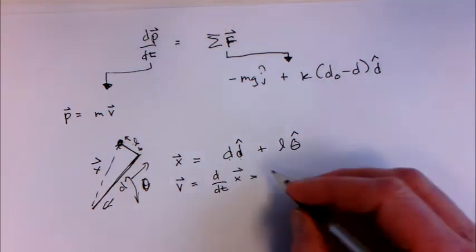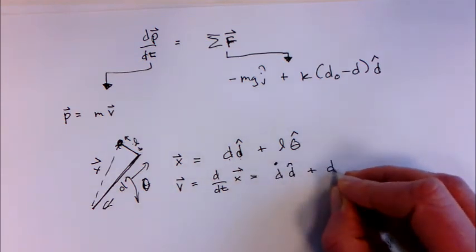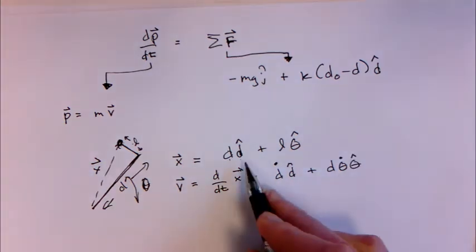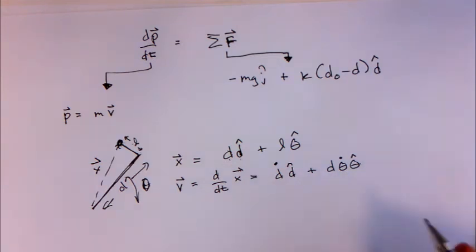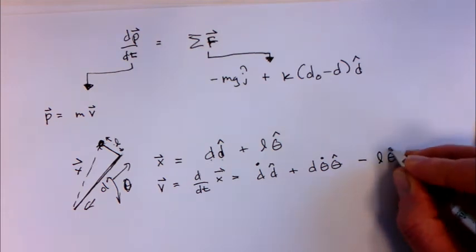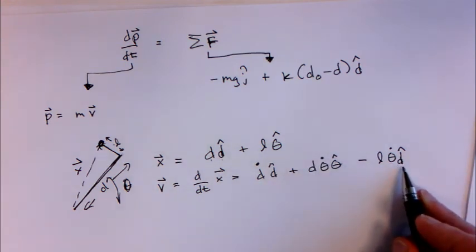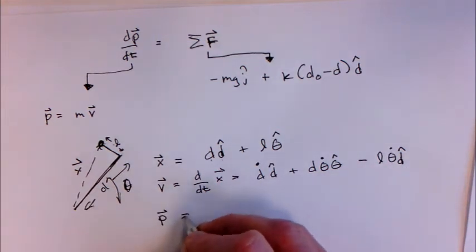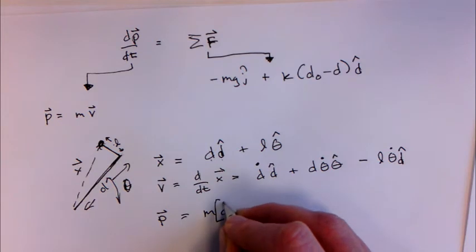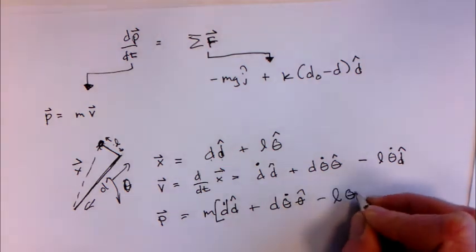So we'll have to apply a product rule. I'll get d dot times d hat plus d times theta dot times theta hat. Note that d hat is basically the same thing that we've called r hat previously, so the derivative of that is theta dot theta hat. And then we also get a minus L times theta dot times d hat, because the derivative of theta hat is minus theta dot r hat, or minus theta dot d hat in this particular case. So my momentum is m times d dot d hat plus d theta dot theta hat minus L theta dot d hat.